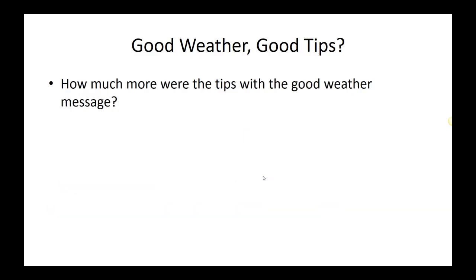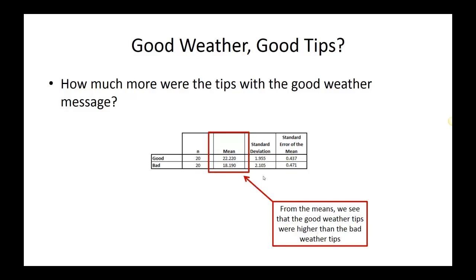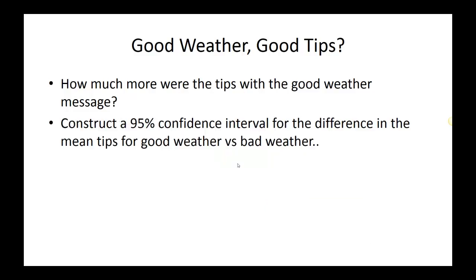So now what you must be wondering is, how much more were the tips? Like, is it worth it to go to the extra effort to write this good weather message? Well, we can tell based on our means that the good weather message produced higher tips than the bad weather message. And we can construct a confidence interval for the difference to estimate what that difference would be for the population of all tips. So we're going to do a 95% confidence interval.